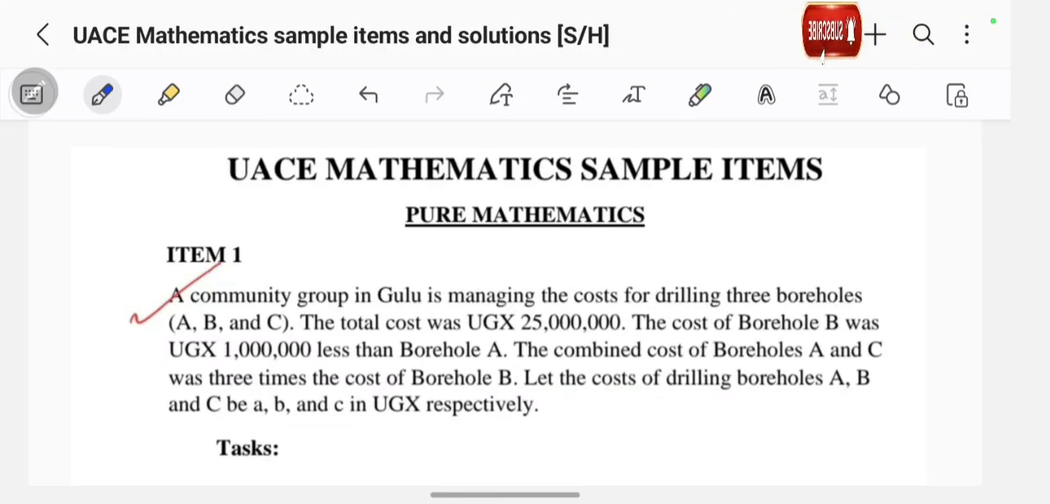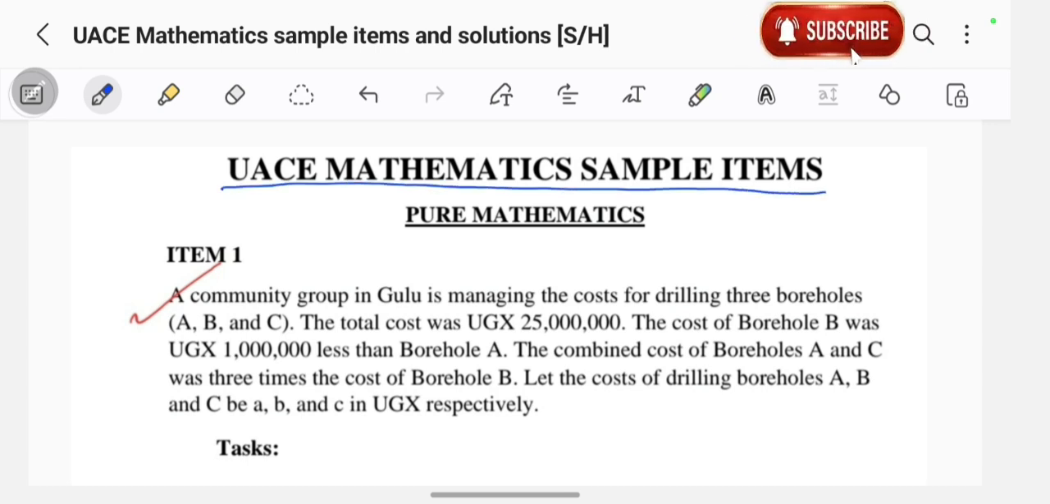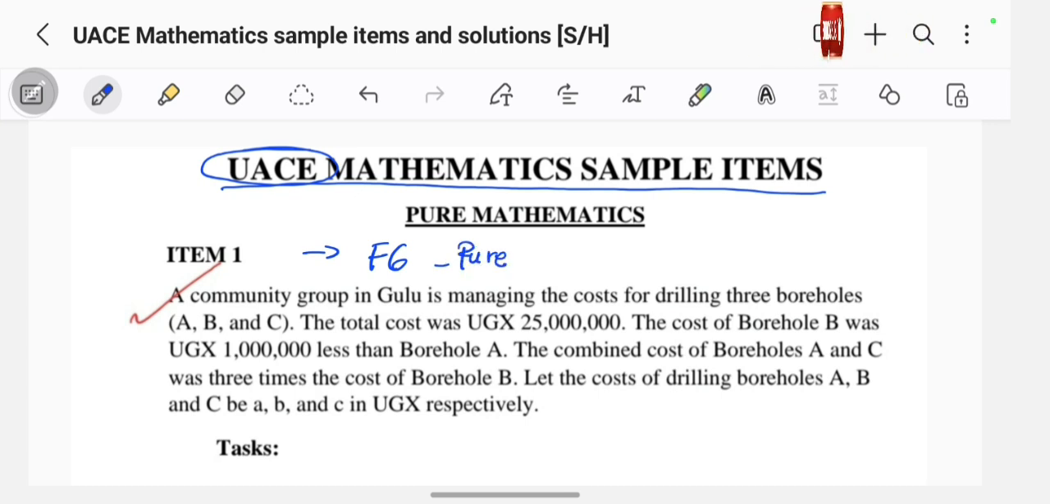I'm going to handle item 1 in our sample mathematics items, UACE. This discussion is going to be mainly for Form 6 students, and we are going to be dealing with pure math. Pure math. We're going to handle 100 numbers.